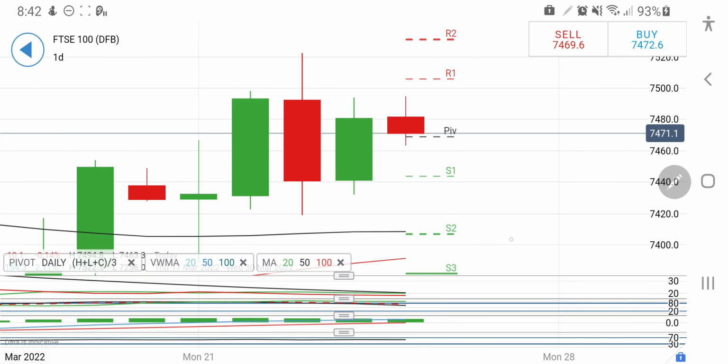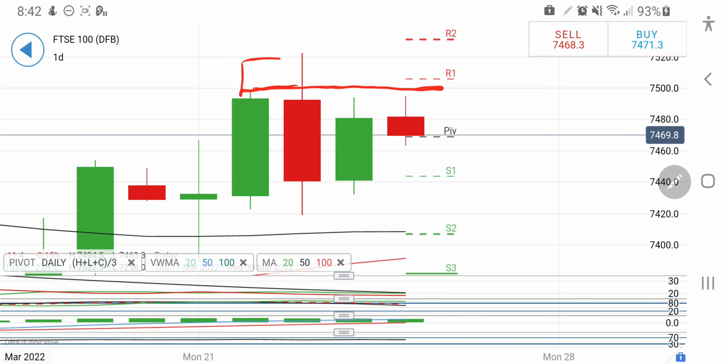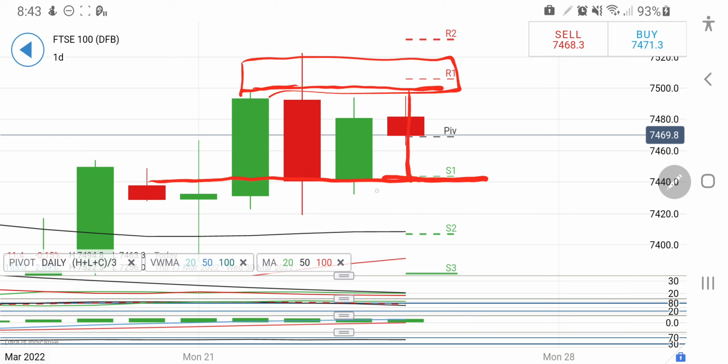FTSE 100 on the daily charts is getting resistance at 7500. I have told many times that this zone at 7500 and 7520 is definitely going to provide stronger resistance. At the same time, the support at 7440 is very much existent. So in between these 60 points, I will still say avoid trading. Avoid trading between 7440 and 7500. Let's wait and let it decide a direction.